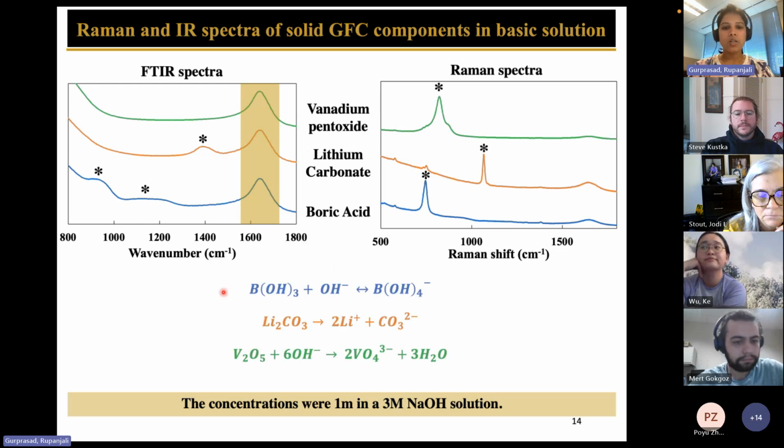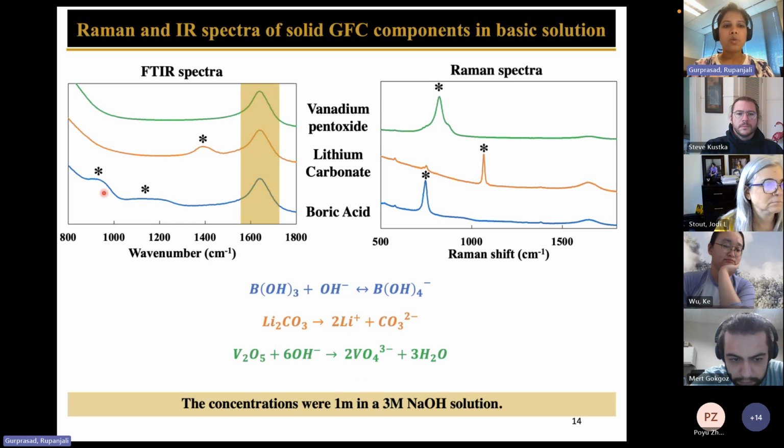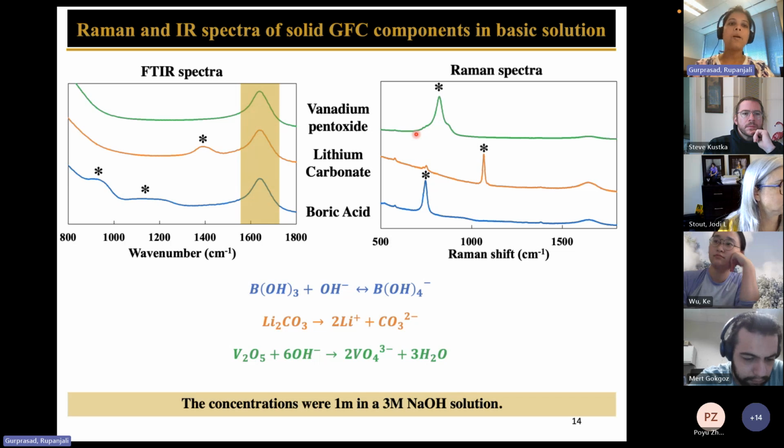So we looked a little into the literature and we realized that the boric acid, the lithium carbonate, and the vanadium pentoxide dissociate or dissolve in an alkaline solution to give rise to a series of different anions. So we have a borate anion, we have carbonate, and we have a vanadate ion. Now we'll see that the borate ion has a signature in the Raman as well as the IR. Similarly, we have a signature for the carbonate ion in the FTIR as well as Raman, whereas the vanadate ion is only Raman active. It's actually IR inactive.